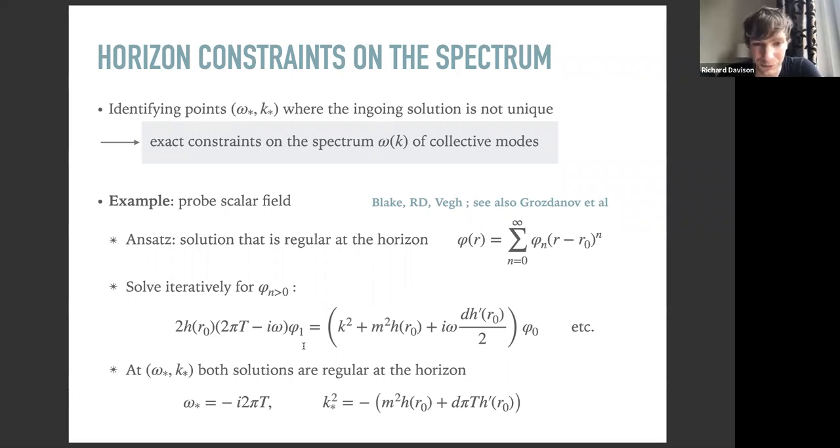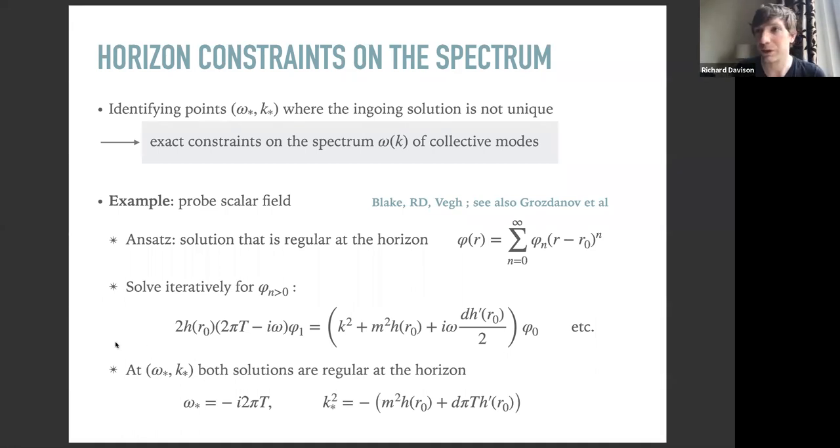But what you can see just from looking at this equation in here is there's a certain value of the frequency and a certain value of the wave number when this equation I've written down is just identically satisfied on both sides, so left and right hand side are both zero. And so what that means is this equation no longer fixes phi 1 in terms of phi naught. So now I can construct, by the same procedure, an ingoing solution that depends on two independent parameters: some arbitrary value of phi naught and some arbitrary value of phi 1. And so this is telling me at this frequency and at this wave number, there is no unique ingoing solution, but rather all solutions are ingoing.